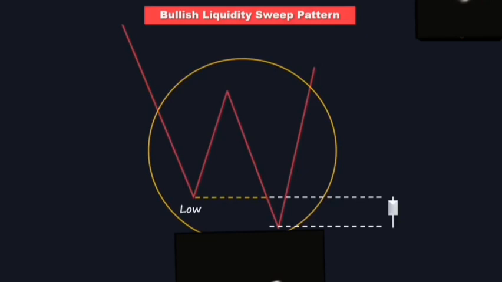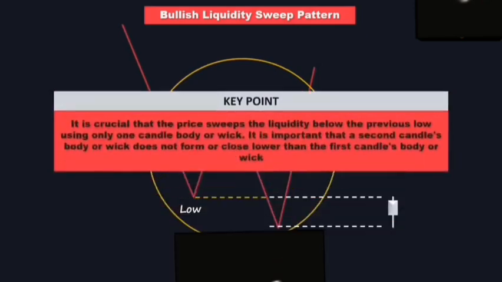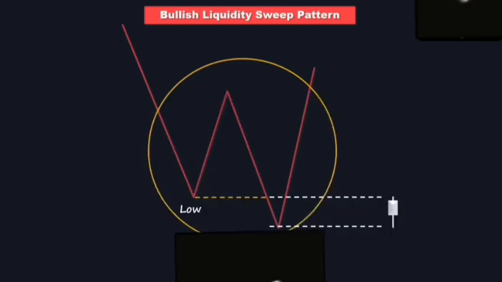A bullish single candle liquidity sweep is considered valid when the price action sweeps the liquidity below the previous low, using a single candle's body or wick. It is important that a second candle's body or wick does not form or close lower than the first candle's body or wick. This indicates a strong upward momentum and reinforces the bullish potential of the pattern.